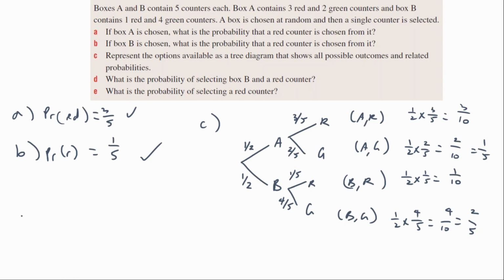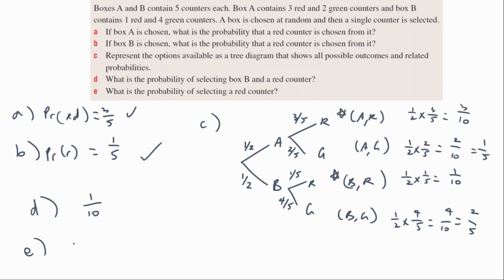And question D. What is the probability of selecting box B and a red counter? So it has to be BR, that one there, and we know our probability is going to be 1 over 10. And question E, what is the probability of selecting a red counter? So I need to add all the possible red ones together. So that's this one and that one.